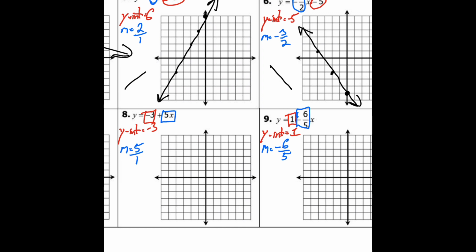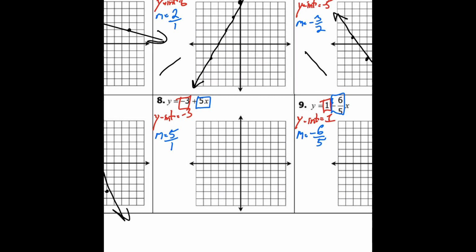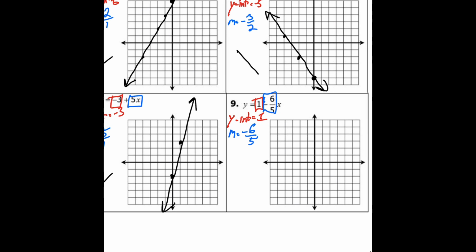All right, so let's graph them. Y-intercept for number 8 is -3. I go to -3 on my y-axis. I put a point. I am now going to go up 5. It's a positive slope, so my line should be going uphill. I'm going to go up 5, 1, 2, 3, 4, 5, over 1. I can't fit another point in, so I'm going to do my best to draw a nice straight line through those points. Close enough. Arrows on both ends.